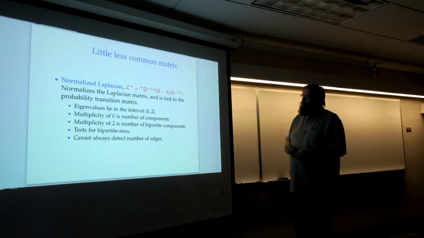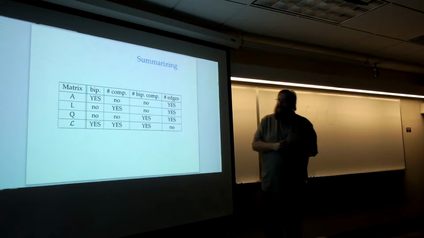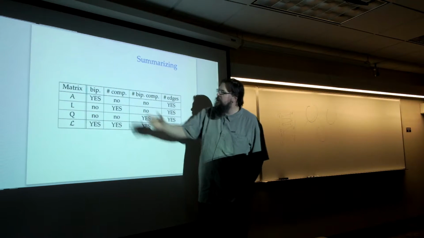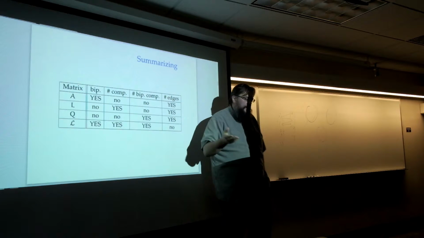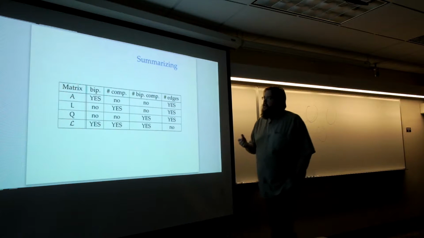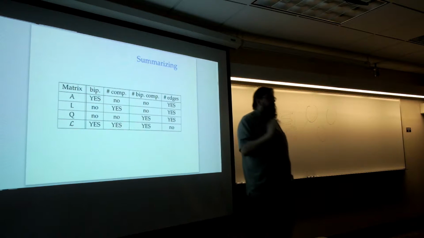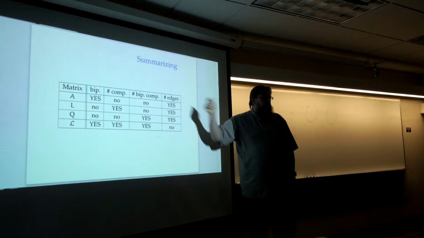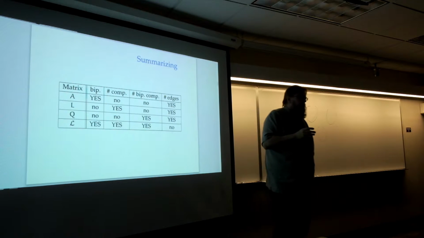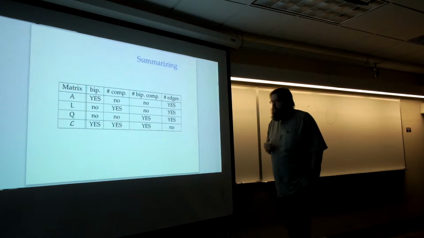This is my one matrix that I'm going to show you. What do we have? Well, we have the four matrices: the adjacency, Laplacian, signless Laplacian, normalized Laplacian. Then we have these four properties. Is it bipartite? How many components? How many components are bipartite? How many edges are there? And you'll see I've put yeses and nos. Yeses are if I know just the eigenvalues and nothing else, I can determine the answer to these four things. No says you cannot determine that, in that there are graphs which have the same eigenvalues, but have different structure.